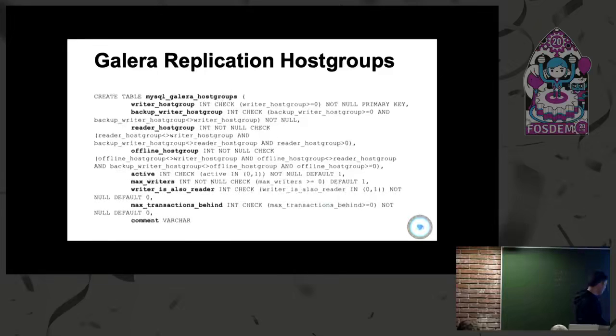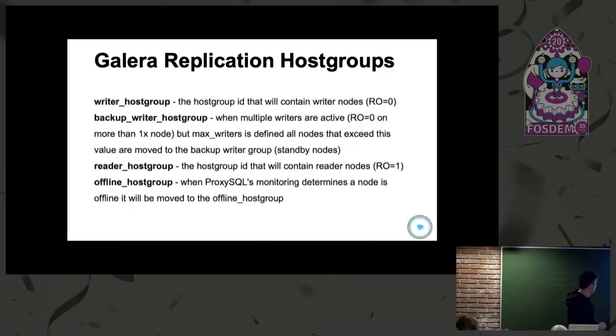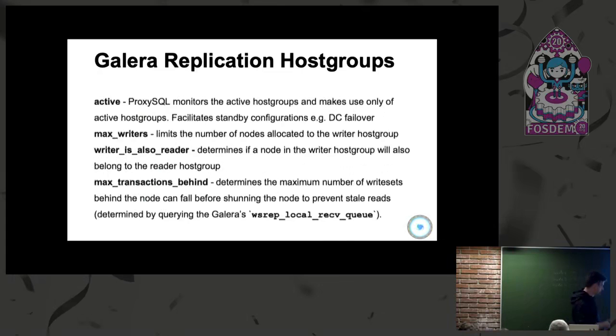So that's what the table looks like inside ProxySQL. You'll need to define 4 different host groups, one for your writer, one for your backup writer. This can obviously be an empty host group if you don't want to have a backup writer. And you also have to define your reader host group. The offline host group is a special host group that ProxySQL will use itself. When it detects a node is offline, it will move it into the offline host group, keeping only the active nodes in the writer and reader host groups. So you can also define which instances you have active in case you have an instance that you haven't launched yet, or you've taken down for whatever reasons.